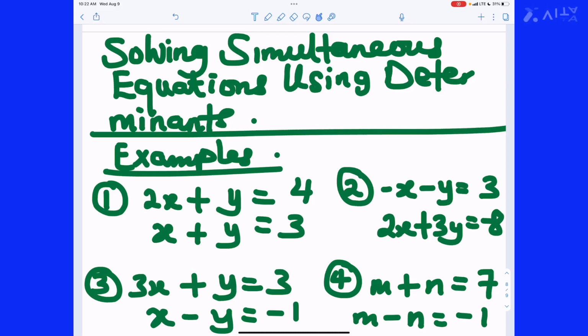Let's go to solving simultaneous equations using determinants, or the determinant method. Here, in these examples, we are going to deal with 2 by 2 simultaneous equations first. It says, solve each of the following equations using determinant methods. The first one is 2x plus y is 4, x plus y is equal to 3.